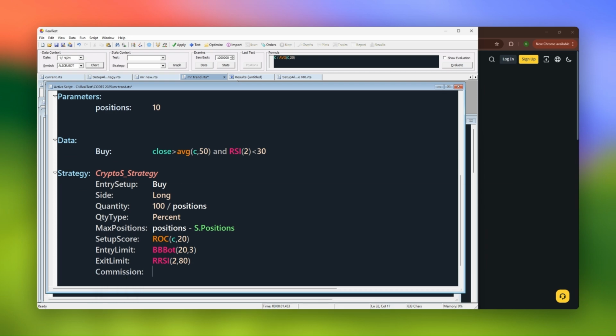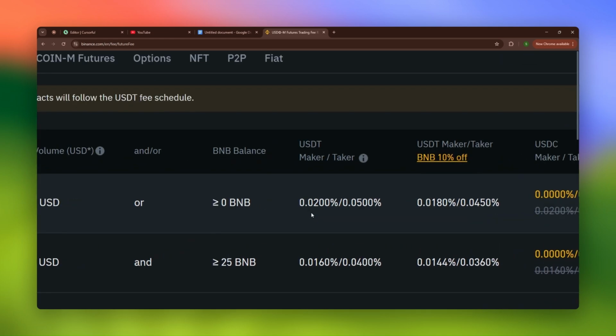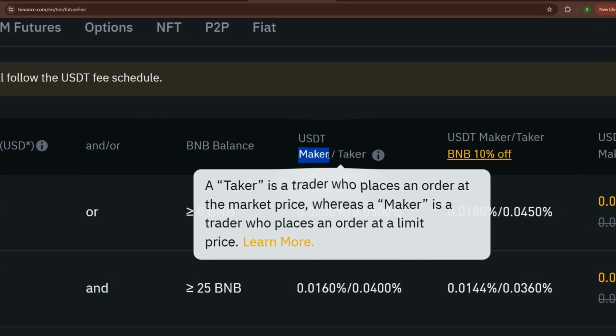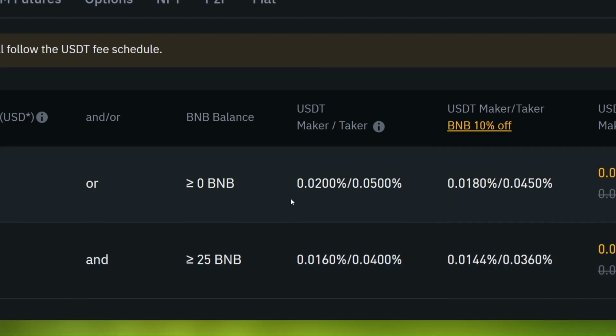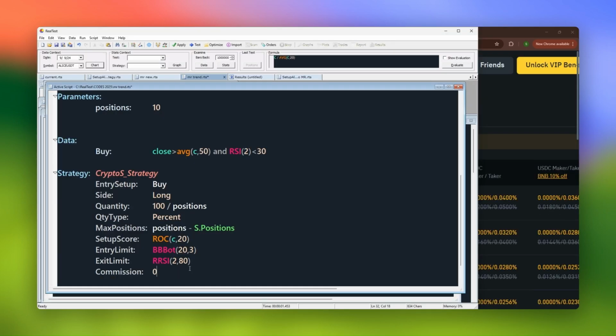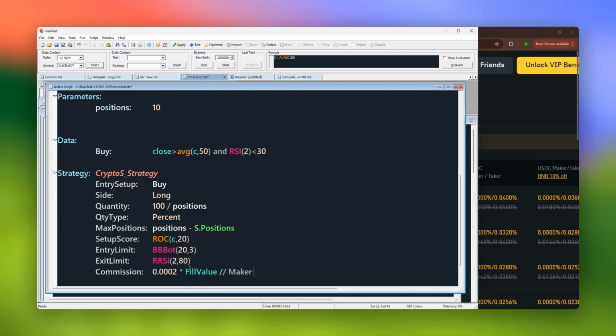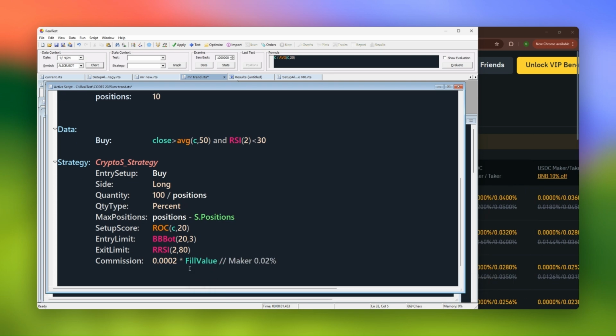Now we need to add commissions. Since we're using limit orders, we're makers and pay lower fees. If you use market orders, you're a taker and pay higher fees, so keep that in mind. So in this case, we'll assume taker fees, 0.0002 times fill value. And for crypto, it's also important to set price round to zero, because many tokens trade at fractions like 0.0000x. You don't want rounding errors in execution.